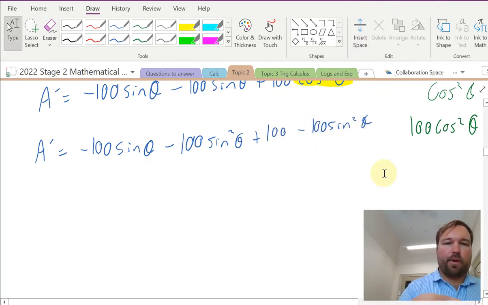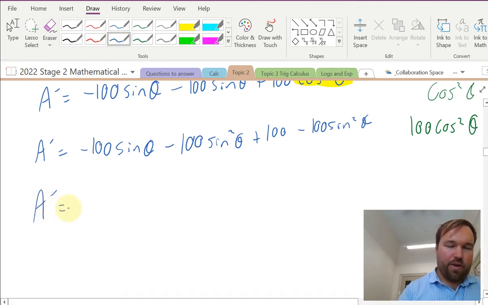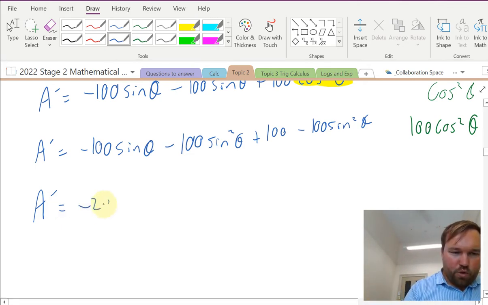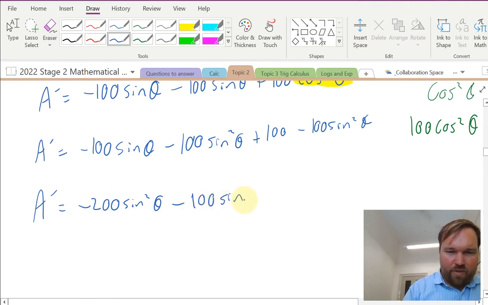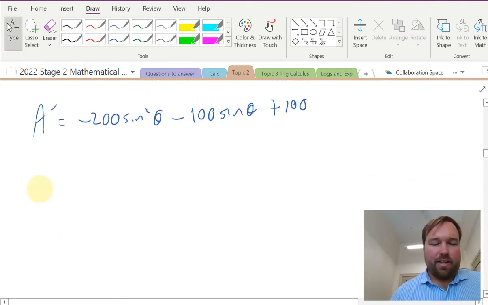Alright. What I'm recognizing here is that I'm going to tidy it and rearrange the highest powers at the front. I think it's a quadratic in disguise. A quadratic in disguise meaning there's something squared, a single power of it, and then no lots of it. You'll see what I mean. Minus 200 sine squared theta minus 100 sine theta plus 100.